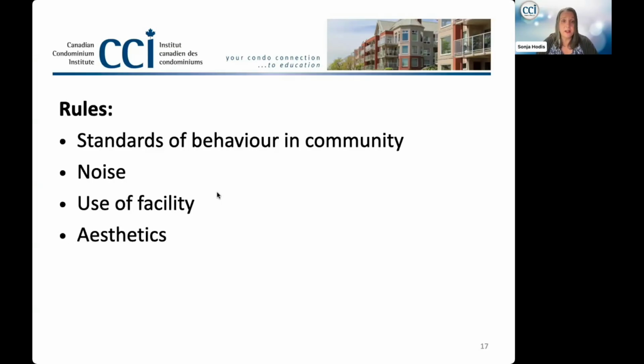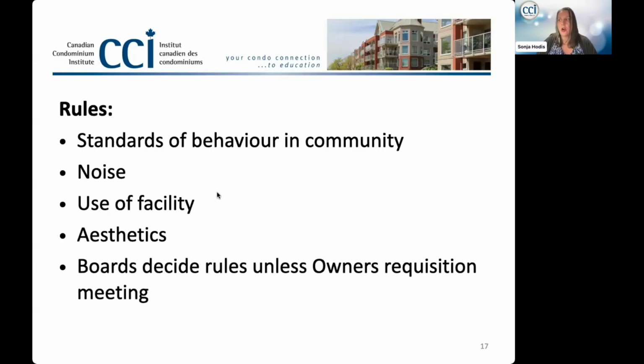So these could be things like, are you allowed to affix lights to your balcony? Can you put wreaths on your front doors? You may have restrictions on what you can paint, the color of your front doors or garages, depending on what kind of condo you have.